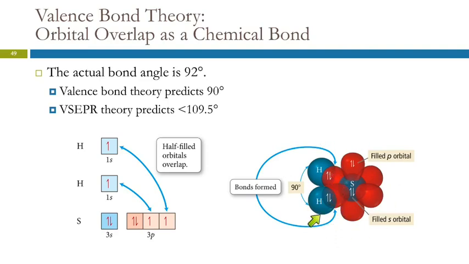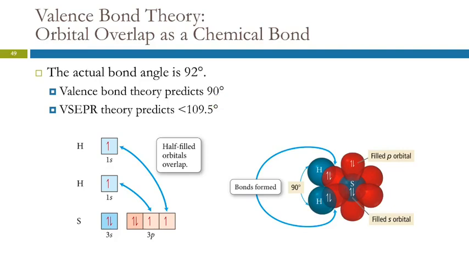So the geometry of this molecule would depend on the orientation of the orbitals that are overlapping. Well, s orbitals don't really have an orientation, but these p orbitals do. So these 2 p orbitals that are involved in the bonds, we would expect them to be at right angles, 90 degrees. So valence bond theory predicts that the angle is 90 degrees.